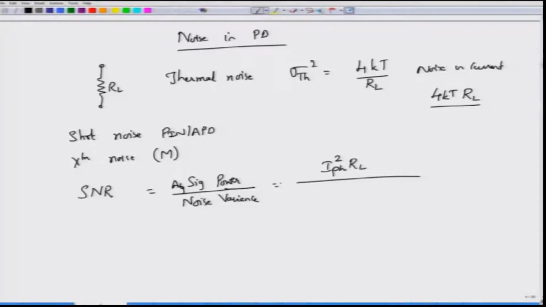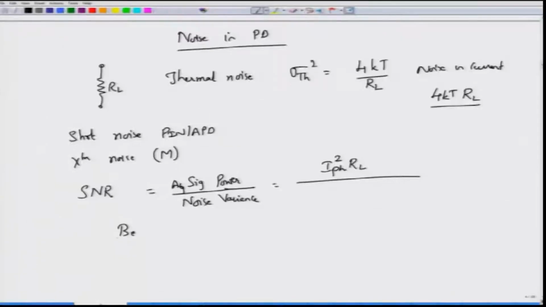This would be the signal power. What would be the noise variance? Well, you have shot noise and you have thermal noise, right. So, you add up the variances there, but what should I add there? Should I add it over an infinite bandwidth? No, I am going to add it over the bandwidth of the detector itself, right.